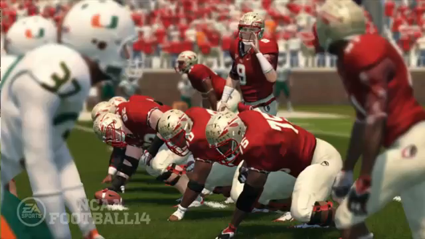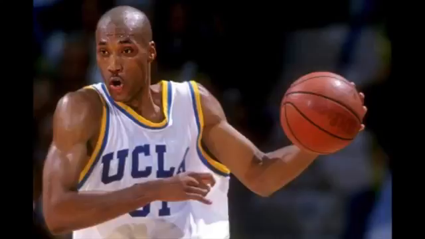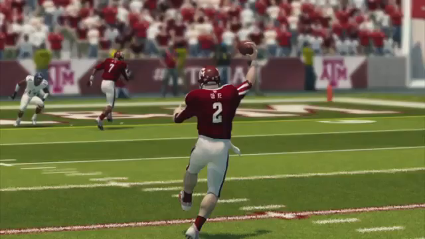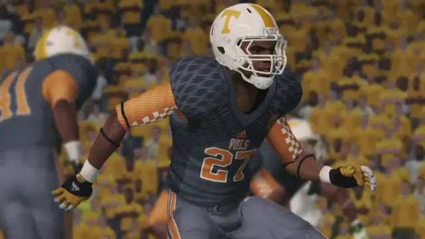And so the NCAA right now is going up against a lawsuit from two big names, college quarterback Sam Keller and former UCLA basketball player Ed O'Bannon. So right now EA Sports and the CLC dropped out as defendants, and the NCAA is now having to go up against a class action lawsuit.